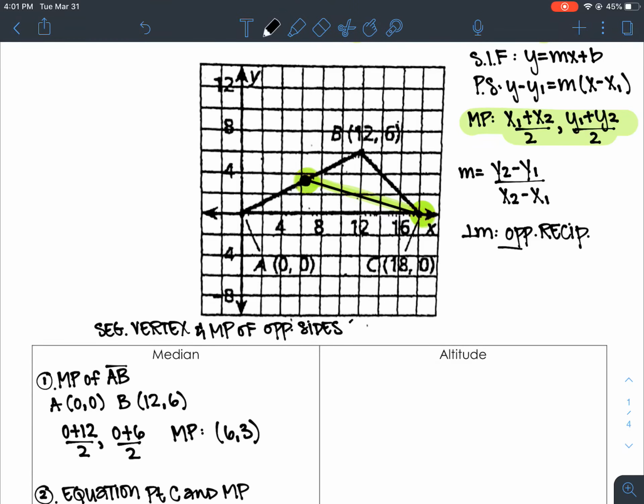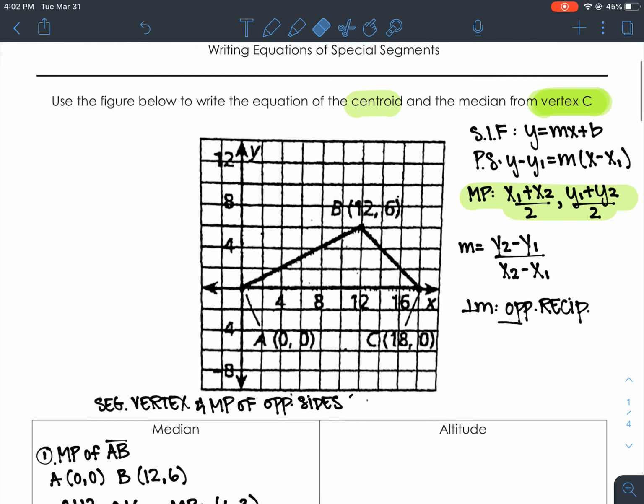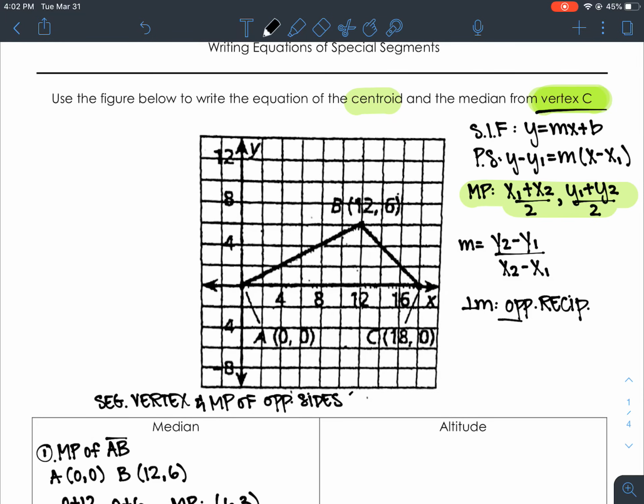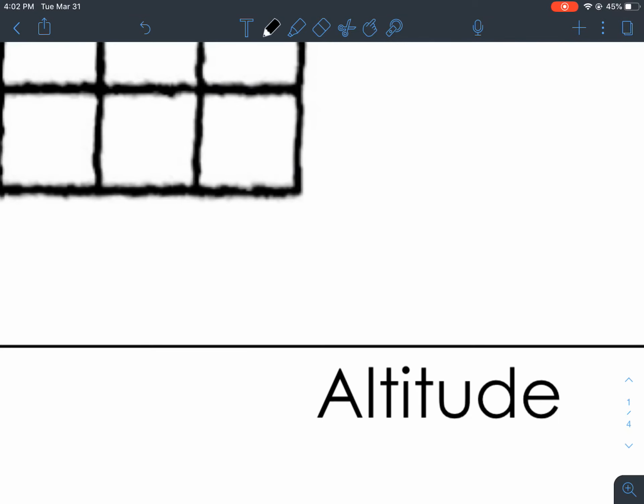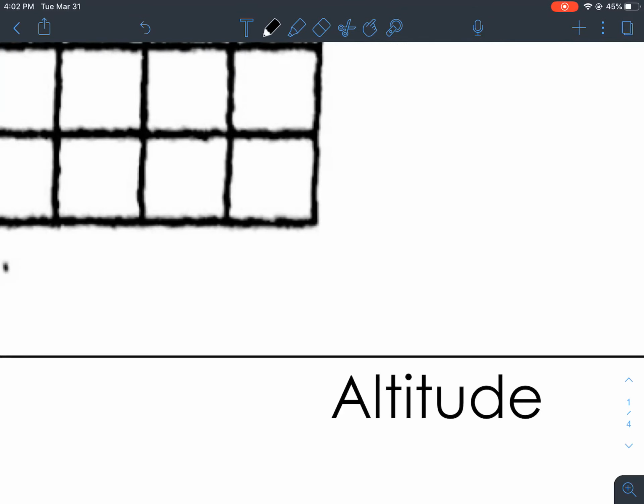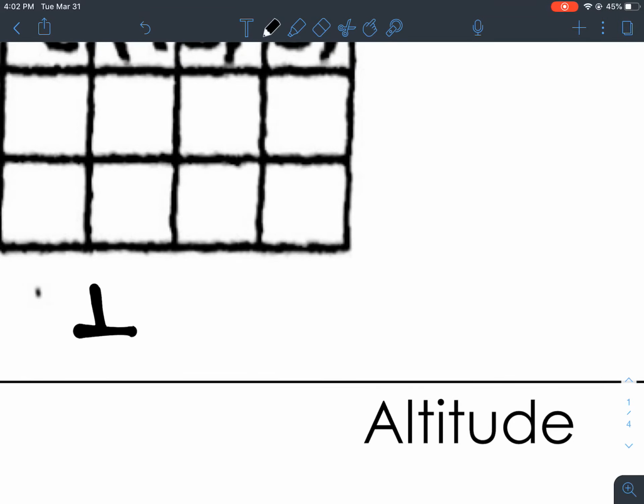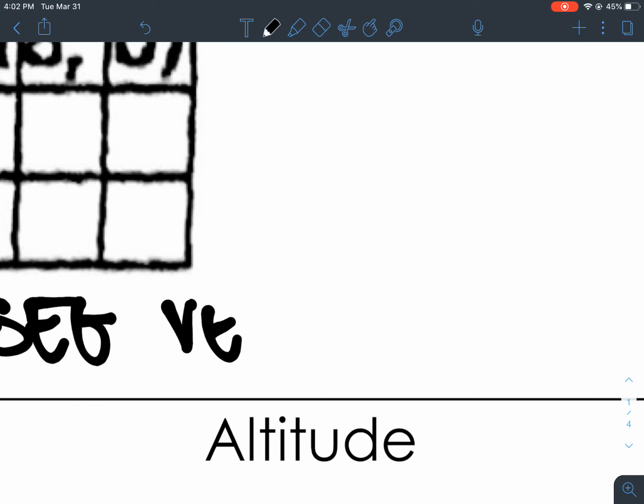Okay, so for my next special segment, once again, we are coming from vertex C because that's what it says in the directions. And we're trying to find the altitude this time. So let's do a quick recap of what an altitude is. An altitude is the perpendicular segment connecting a vertex and the opposite side.